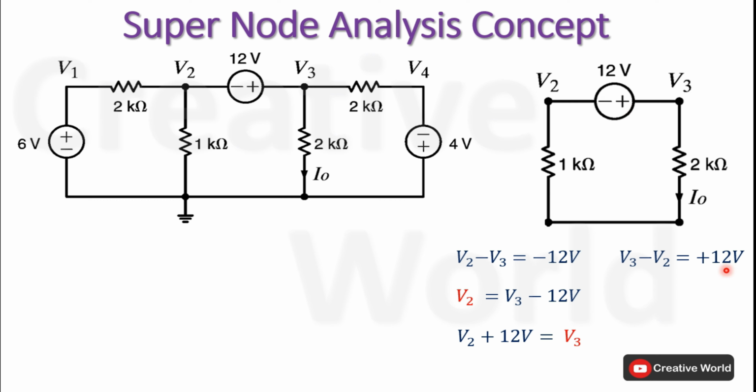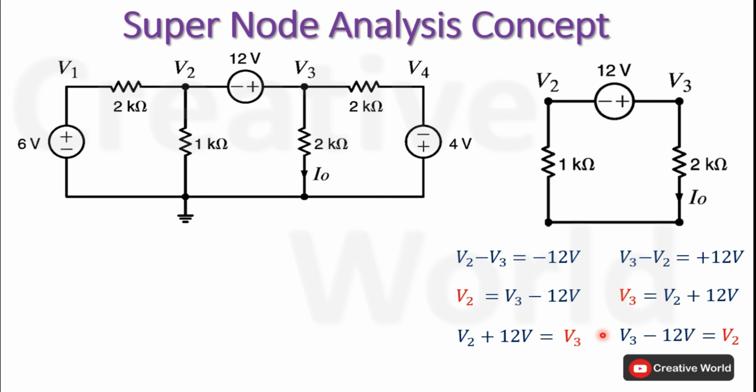Now using this equation we can merge this voltage source either to V3 or V2. If we merge the value of this voltage source to node V3, then using this equation V3 will be equal to V2 plus 12 volt. Similarly, if we merge this voltage source into node V2, then V2 using this equation will be equal to V3 minus 12 volt. You may see that in both cases the equations for V3 and V2 are same.